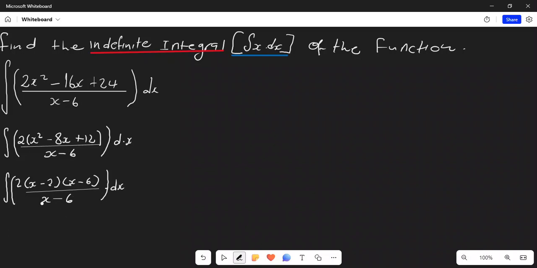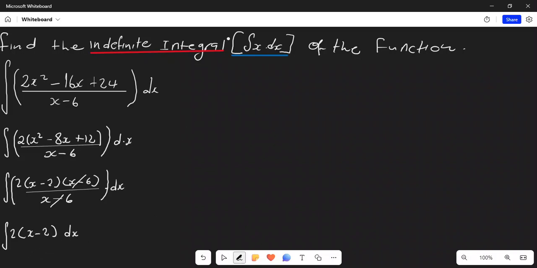Now as you can see, we have x minus 6 and also x minus 6 on the numerator. So this x minus 6 and that x minus 6, they're going to divide each other, they give you 1. So you're going to be left with the following: 2, and then we have x minus 2 dx, right? So this is what we are left with.